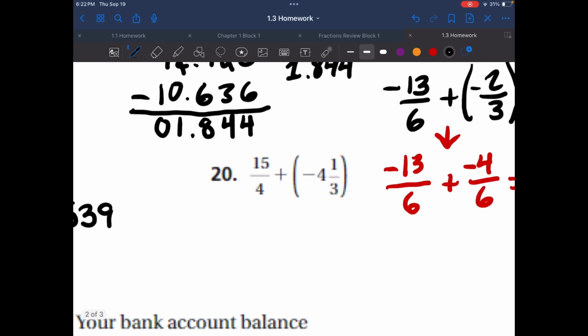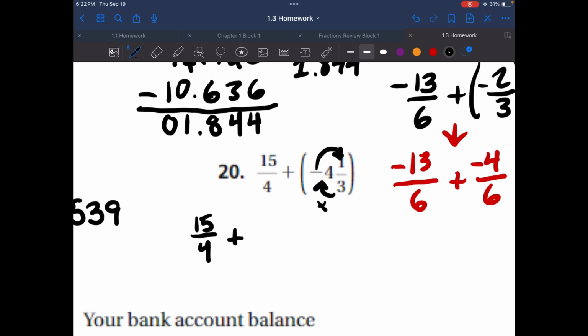Last of the first 5 example problems. I have 15 over 4 plus a negative 4 1/3. Let's do the around the world right away, just to make sure we've got it. 3 times 4 is 12, plus 1 is 13. This is going to be negative. Remember, there's a negative out front in there, right? But make sure we keep our denominators the same as what they were originally. This was 3. Okay.